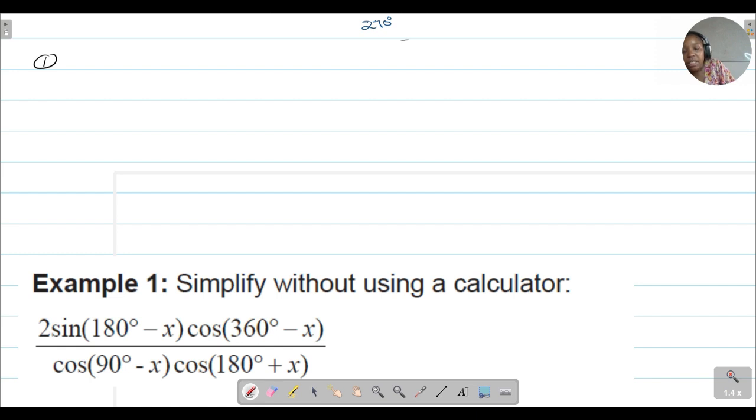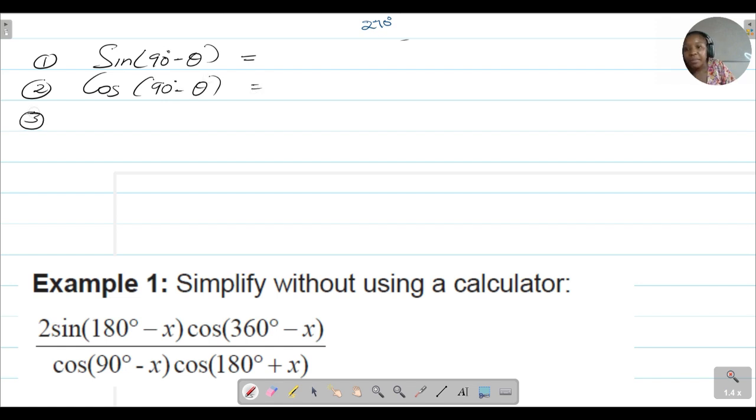If I'm talking about sine of 90 minus theta, how can we reduce this co-function? What are we supposed to do? If you're given cos of 90 degrees minus theta, how are we supposed to reduce this? If you're given sine of 90 degrees plus theta, how are we supposed to reduce that? And if you're also given cos of 90 degrees plus theta, how are we supposed to reduce that?